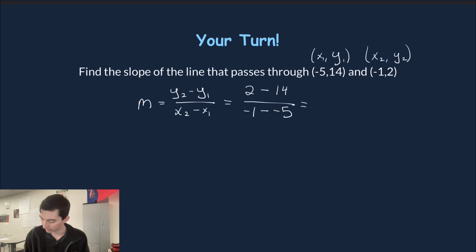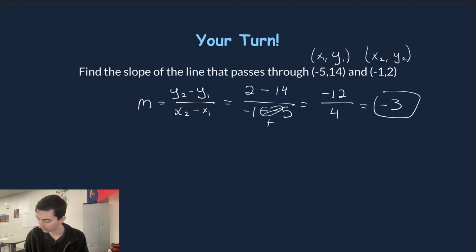So now we can simplify this. 2 minus 14 would give me a -12. And again, now I'm going to add -1 plus 5 is going to give me 4. And we can divide this now. We can simplify this a little further. -12 divided by 4 gives us -3. So once again, this line would look like this direction. Now before we end the video, I want to show you a trick in Desmos on how you can simplify these fractions. So let's jump over there now.